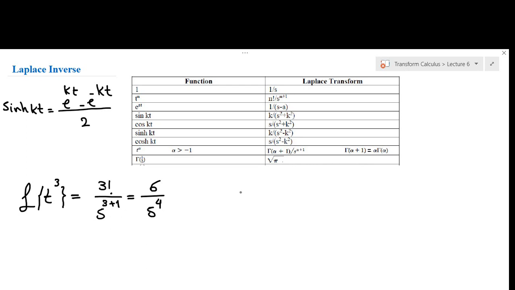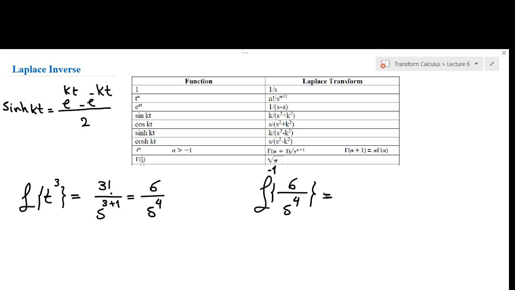Now I want to ask you another question. I say I have one Laplace transform, it's 6 over s to the power of 4. This function is Laplace transform of what function? In other words, what's Laplace inverse of 6 over s to the power of 4? It means that 6 over s to the power of 4 is Laplace transform of what function?